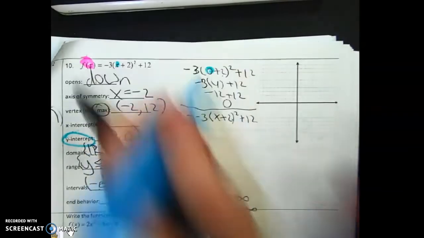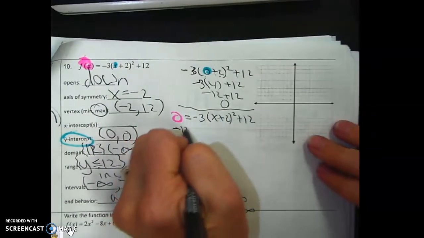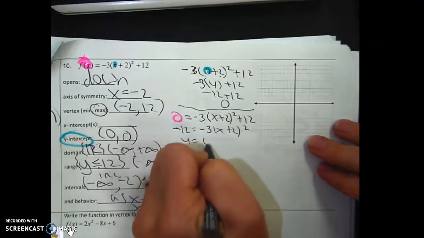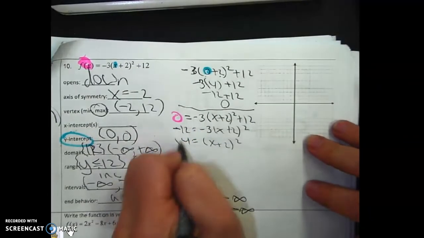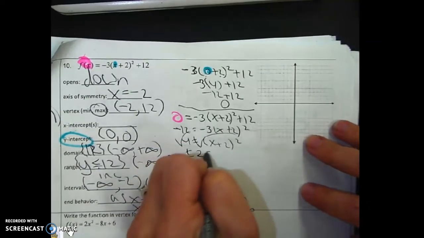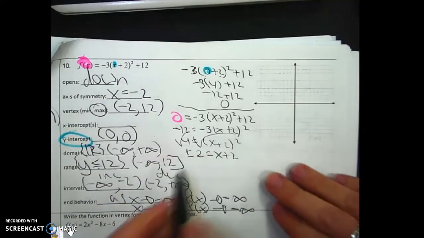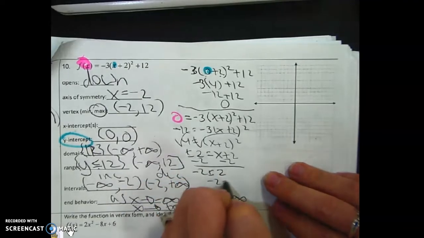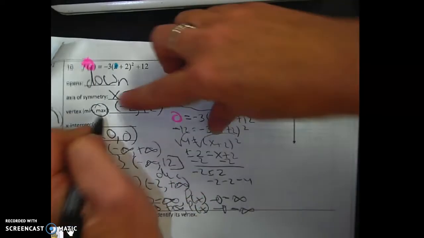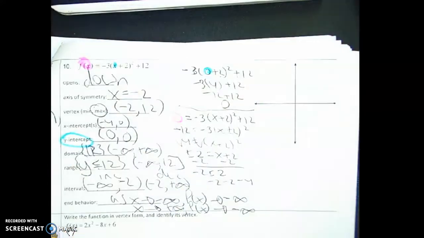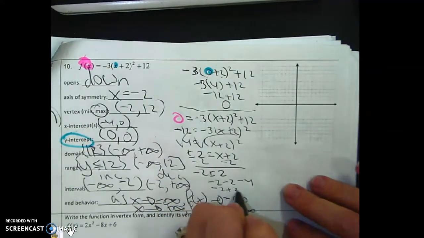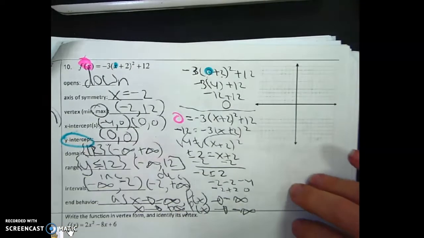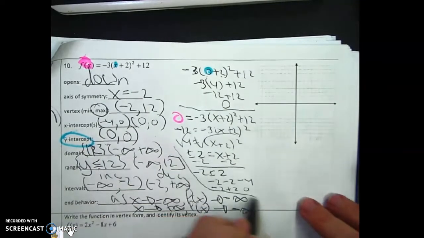So let me show that that's my y-intercept. Subtract 12 from both sides. Divide by -3. Square root, plus or minus 2 equals x plus 2, minus 2, minus 2, so -2 plus or minus 2. -2 minus 2 is -4, -4 comma 0. And then -2 plus 2 is 0. Well, now it makes sense. If the y-intercept is 0, 0, then the x-intercept is 0, 0. Okay, so there's my work for that.